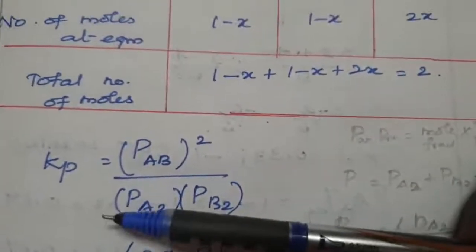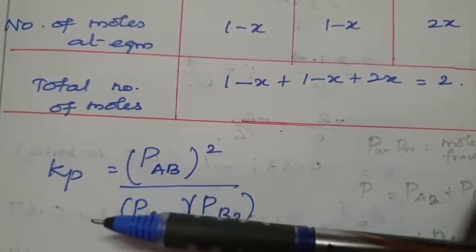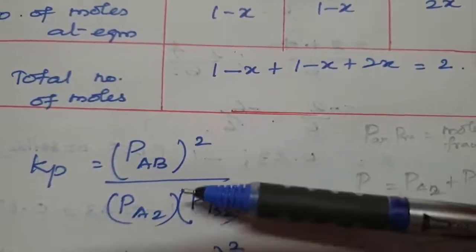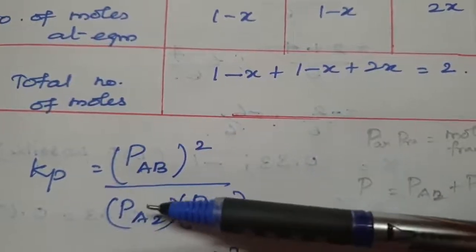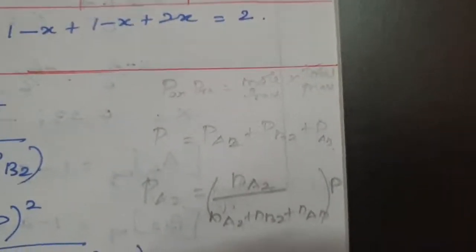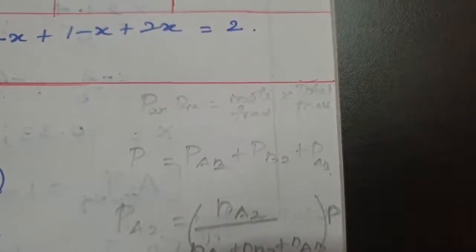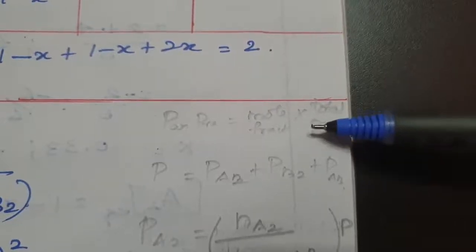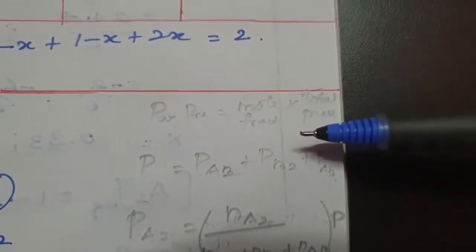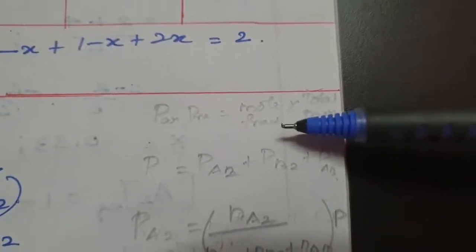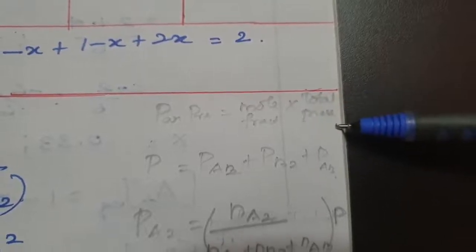Then again we have to calculate the Kp value. Kp is equal to the partial pressure of AB the whole square, divided by the partial pressure of A2 into the partial pressure of B2. How can you calculate partial pressure? Already you know the formula. Partial pressure is equal to mole fraction into total pressure. This formula you studied in the gaseous state, Dalton's law of partial pressure. From that you know partial pressure is equal to mole fraction into total pressure P.